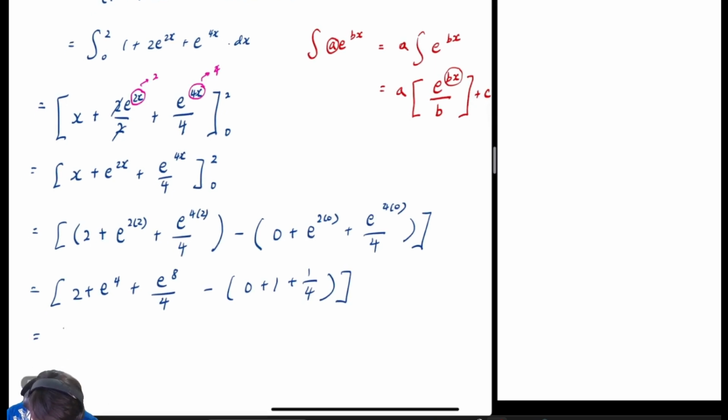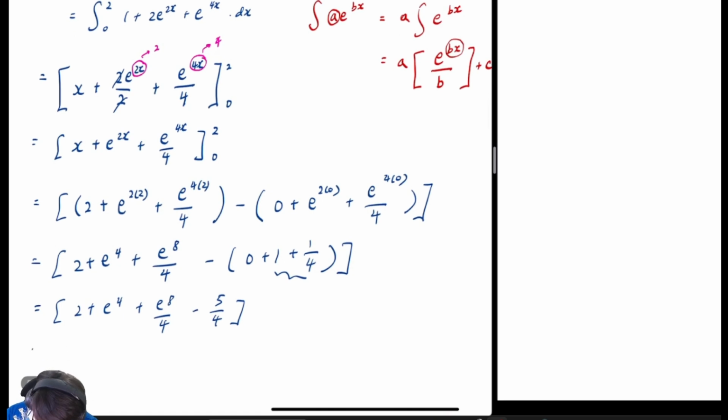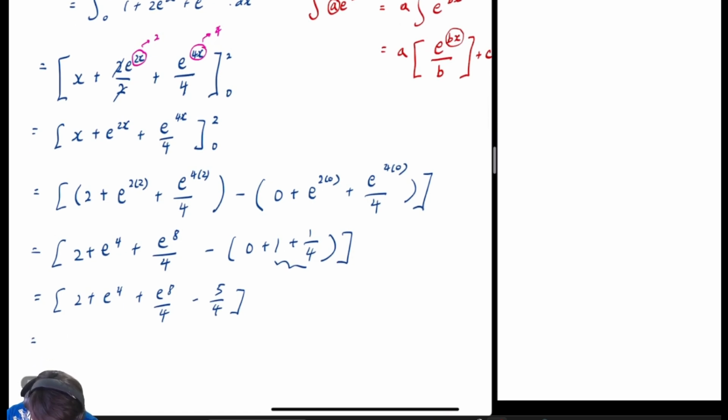So what do we have next? 2 plus e to the power 4 plus e to the power of 8 over 4, minus, these two together, it will be 5 over 4. Then 2 minus 5 over 4, there will be 8 over 4. So, what happened to my calculator?